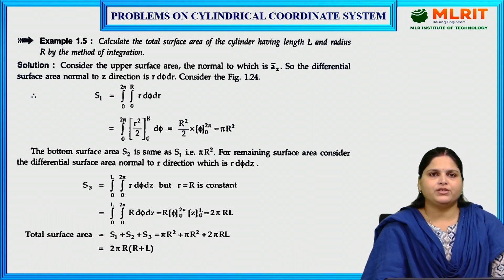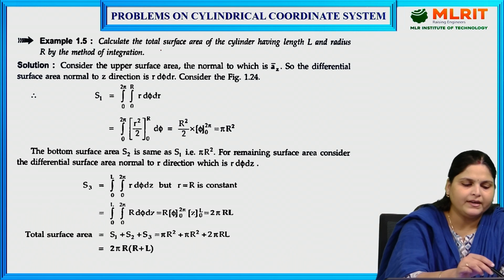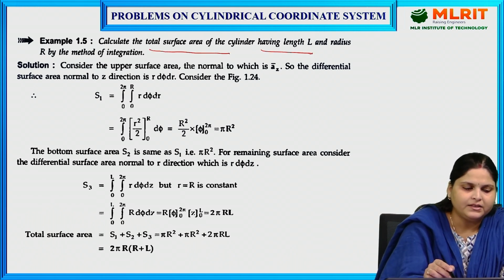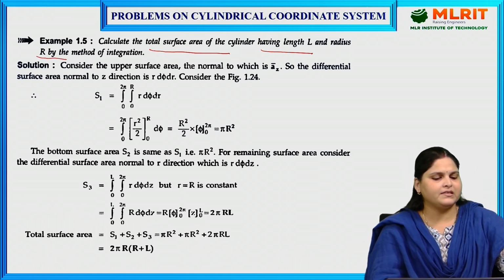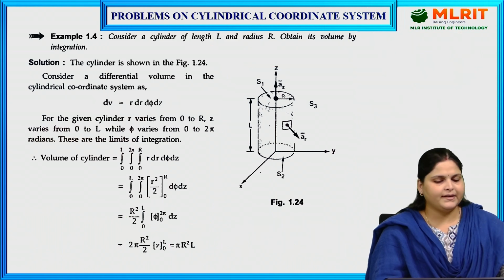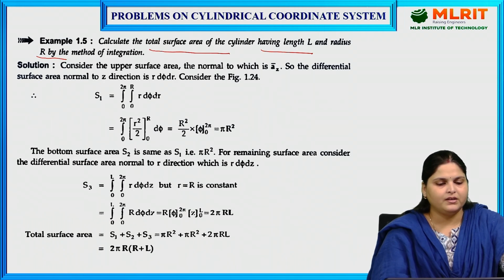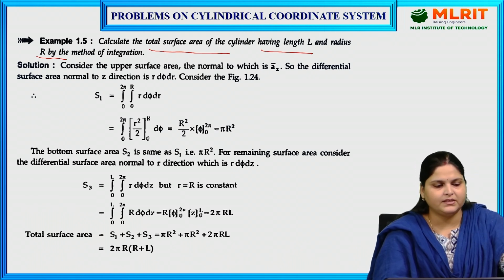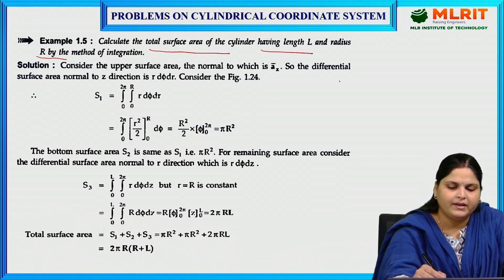Let's take one more question to understand it in a better way, right? So here we need to calculate the total surface area of the cylinder having L length and radius r by using method of integration. Now again we can consider the same diagram here, same arrangement, cylinder which is having L length and the radius is r. But here instead of volume we need to find out surface area, right? So what we will do, we are going to consider the upper surface area. Okay, let's draw it here.